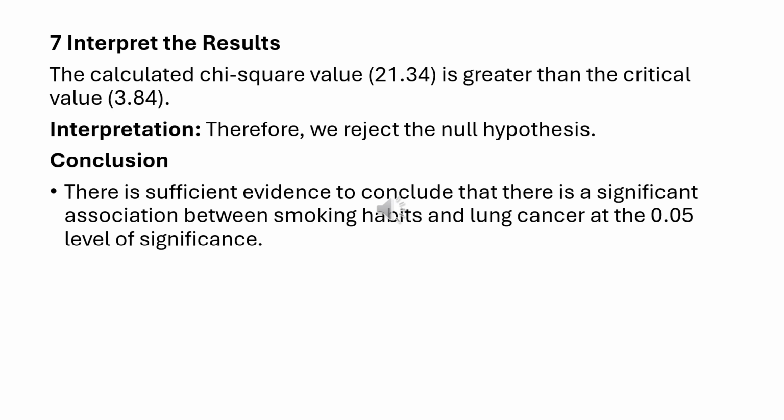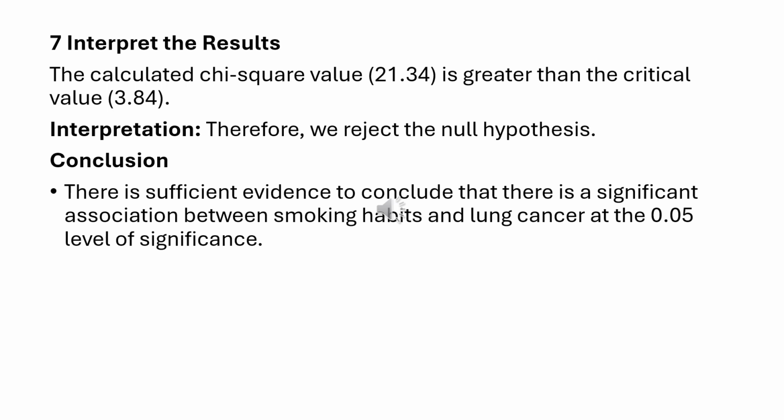The critical value is for data having a particular alpha value and a particular degree of freedom. It can be directly obtained from the chi-square distribution table, or we can calculate it using software by giving the alpha value and degree of freedom. In this case, the alpha value is 0.05 and the degree of freedom is 1, so the critical value is 3.84.